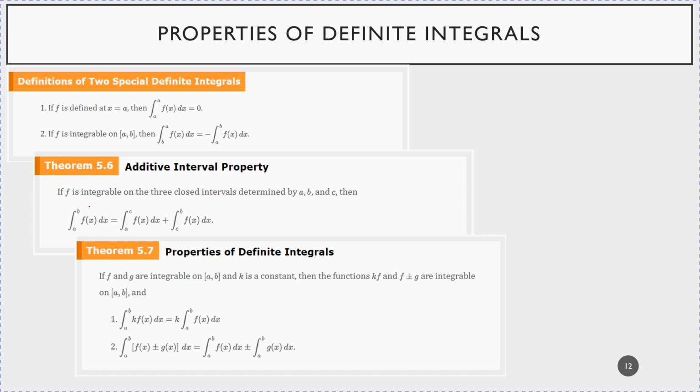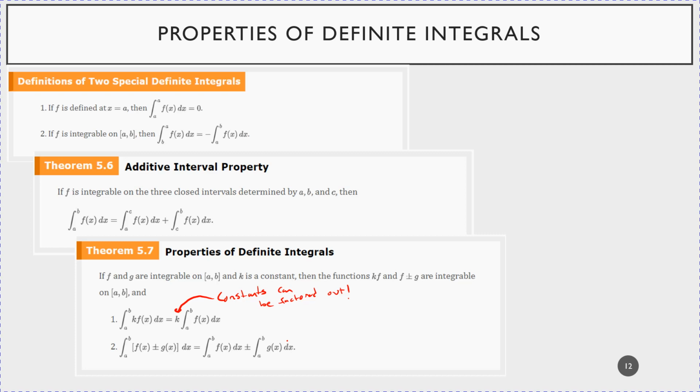Here are some other important ones that we'll use a lot. If you can find the integral of f and g on a to b, and k is a constant, then the functions k times f and f plus g are also integrable on a to b. The definite integral from a to b of k f of x dx means you can factor out the k and then find the integral. Constants can be factored out. Also, if you have the definite integral from a to b of f of x plus or minus g of x dx, you can evaluate the definite integrals separately: the definite integral from a to b of f of x dx plus or minus the definite integral from a to b of g of x dx.